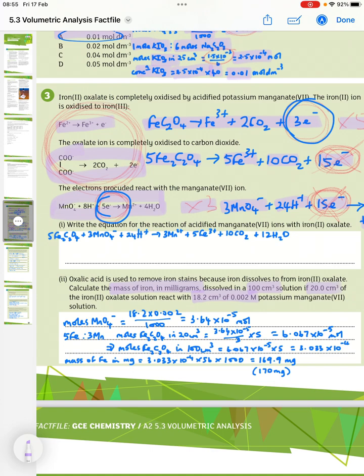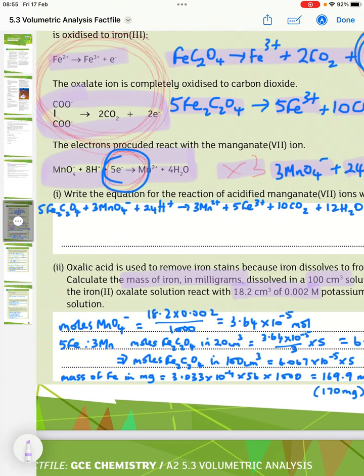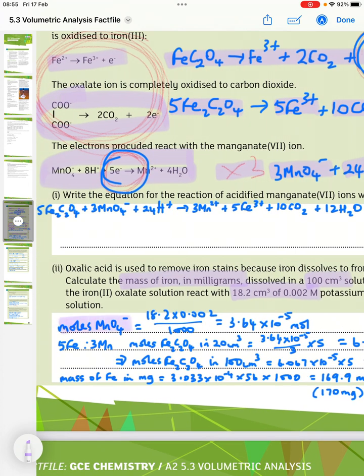Okay, so what can we work out from the question? Well, we've got all of the information for the manganate 7, so we plug that in to find out the number of moles of it. So 18.2 by 0.002 divided by 1,000, and that gives us 3.64 by 10 to the minus 5 moles.